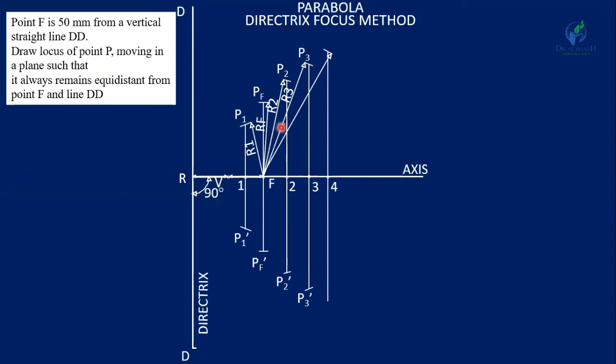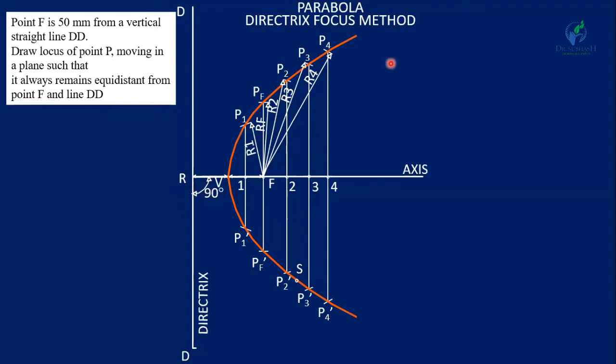So you have to change the radius, but the center remains the same, F. With R2 radius, you will get the point P2. With R3 radius, you will get the point P3, and with R4 radius, you will get the points P4 and P4 dash. Now join all these points by a smooth curve. So this curve is known as the parabola.